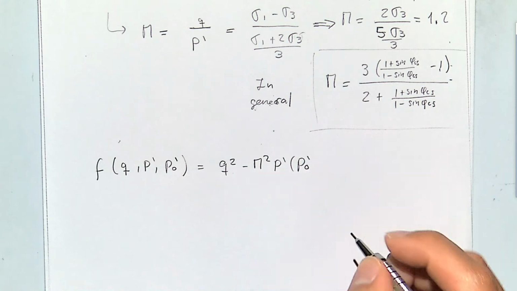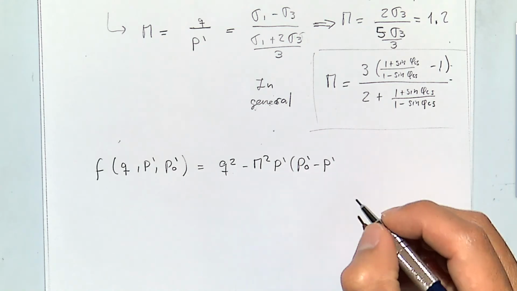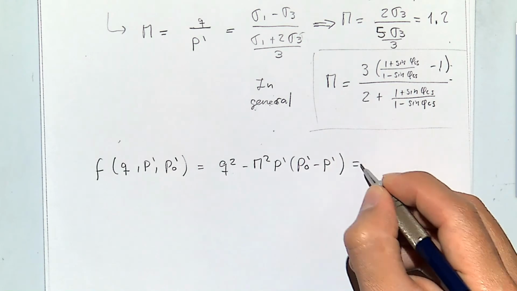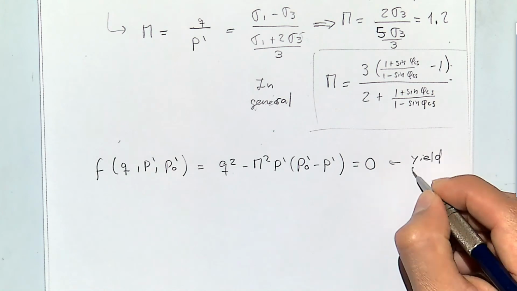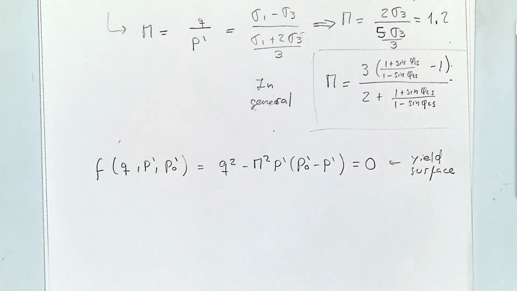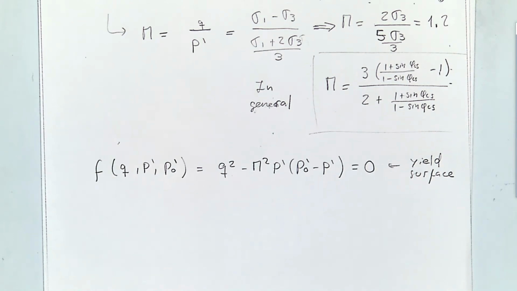Okay, so this is just the equation of an ellipse, and this is the yield surface. You can probably recognize the equation of an ellipse because one of the variables, q, is squared, and the other variable, p prime, is also squared. When you multiply p prime times p prime, you get p prime squared, and a couple of constants. You can check this equation.